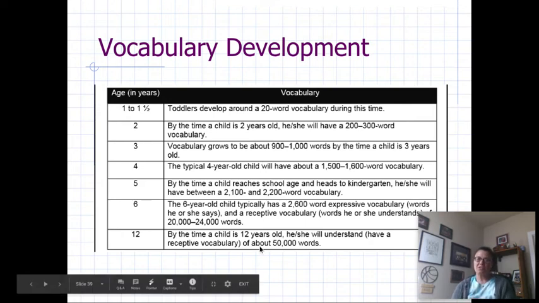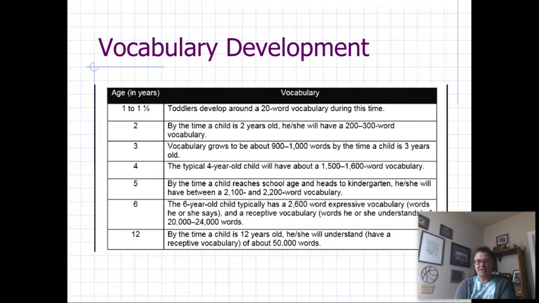Now that explosion can be even higher depending on the reading of that child. Children that read or are read to, children that are read to become children that read. That is a high correlation right there. Reading to your child will help them become a reader, okay?